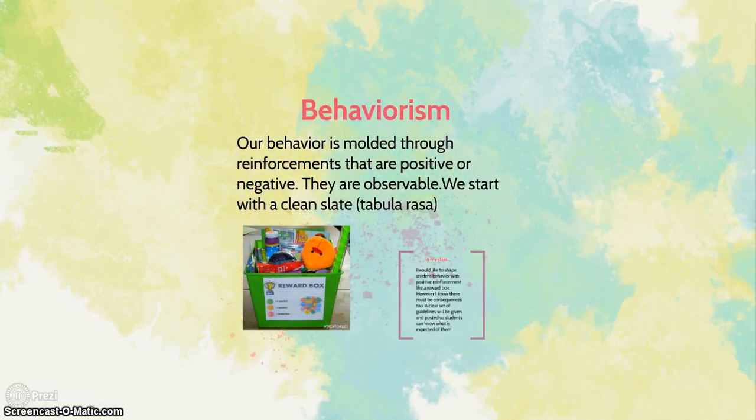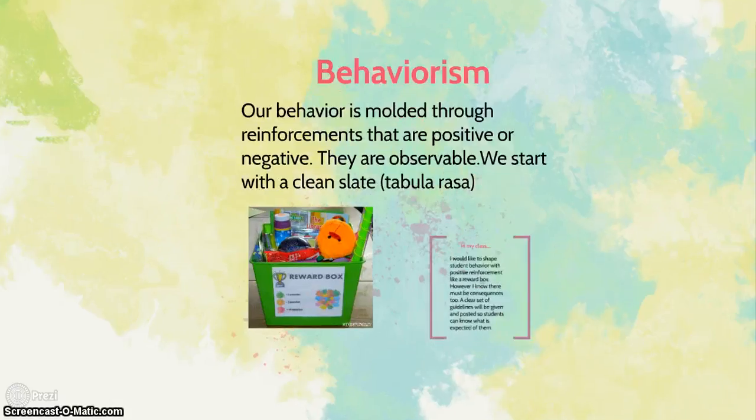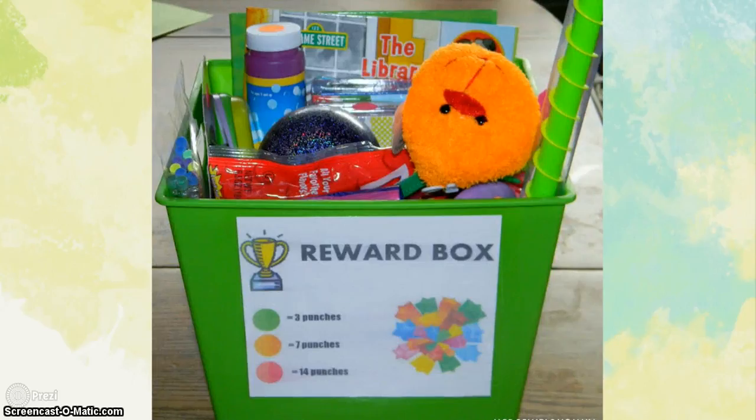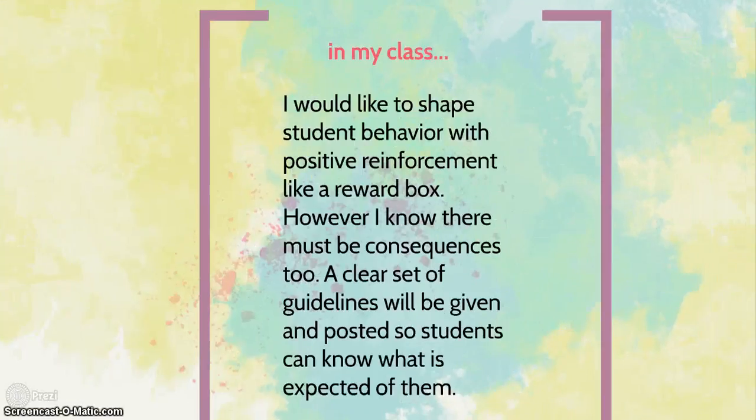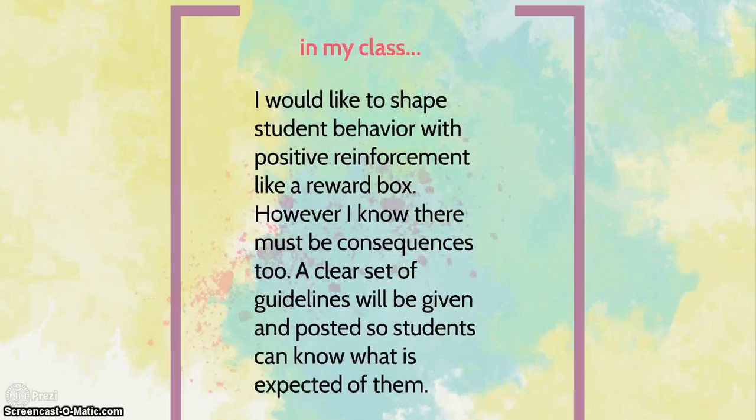Next is behaviorism. Our behavior is molded through reinforcements, and our reinforcements can be positive or negative. They're observable. John Locke said we start with a blank slate, and they believe that in behaviorism, a clean slate. For my example, in a classroom, you would see reward boxes. Lots of teachers have these. These help shape student behavior. They're reinforcements. They get rewards if they're good. And if they're not good, there are punishments, like a note home or 15 minutes or 5 minutes after school, or other things.